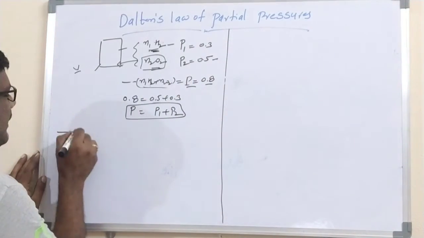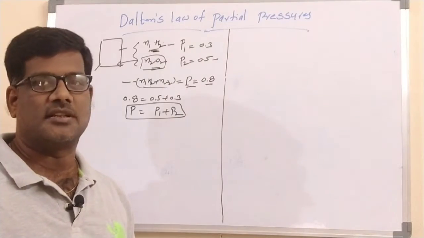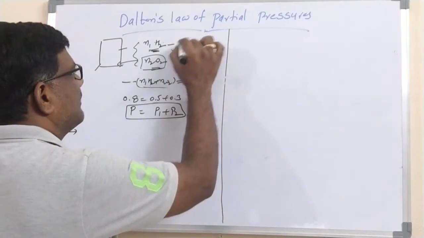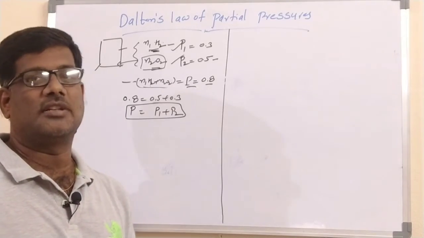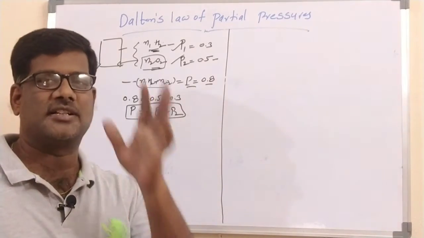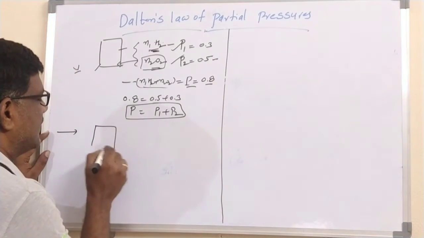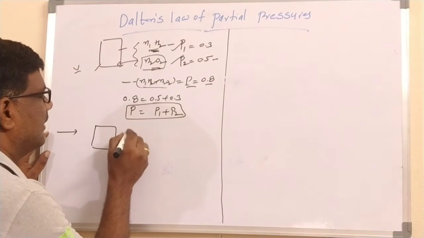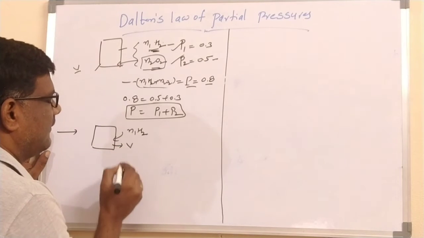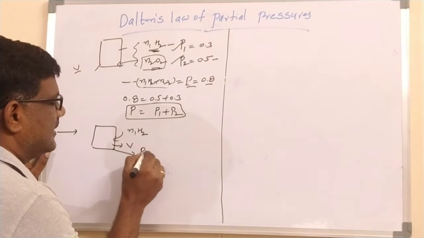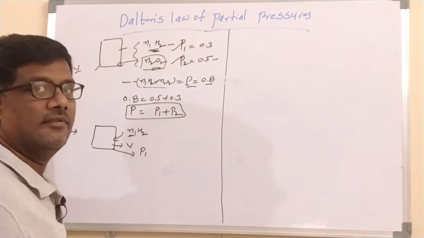Now, I am taking the mathematical derivation of Dalton's law of partial pressure. We have to calculate the partial pressure of each gas, P1 and P2, in terms of the total pressure. Once again I am taking the same thing: a vessel filled with N1 moles of hydrogen, the volume of the vessel is V, the pressure exerted by the gas is P1, and the number of moles is N1.